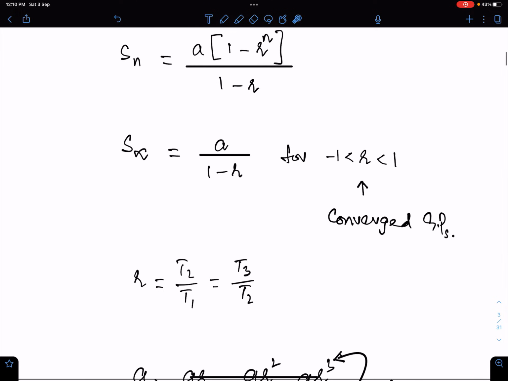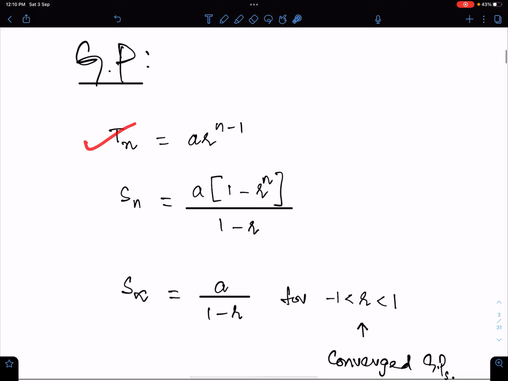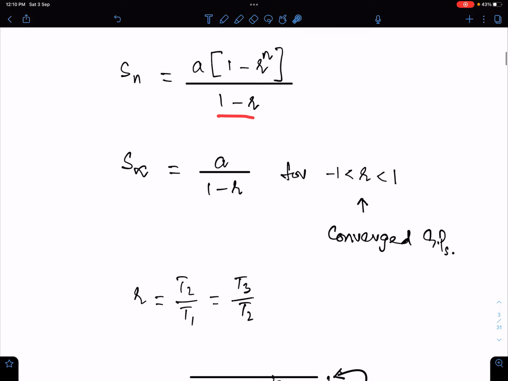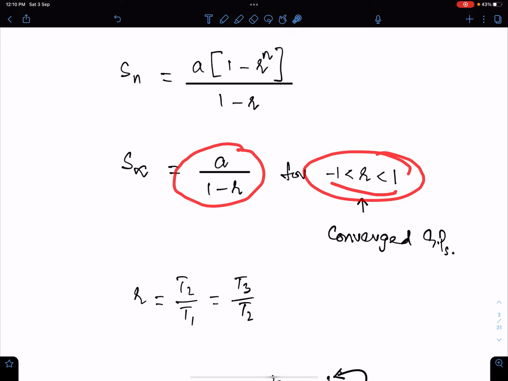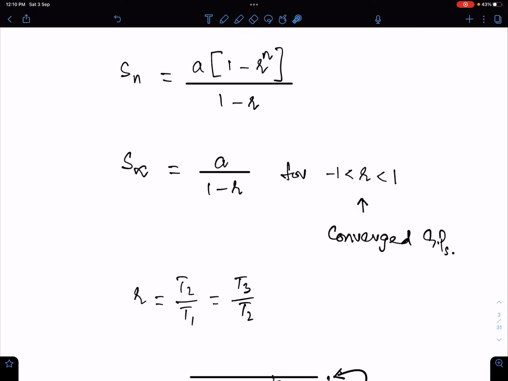GP. This is the nth term formula of GP. This is the Sn formula: a times bracket 1 minus r to the power n over 1 minus r. This is the sum to infinity formula, and remember, sum to infinity only exists when r lies between these two values, minus 1 and 1, exclusive. And when r lies between these two values, then the GP is known as convergent GP.